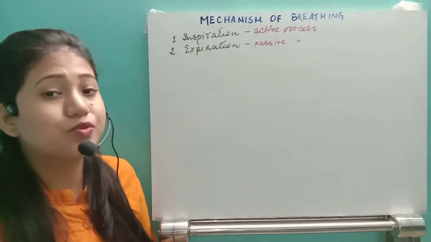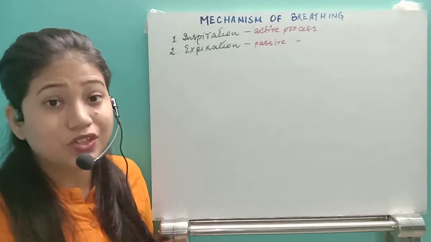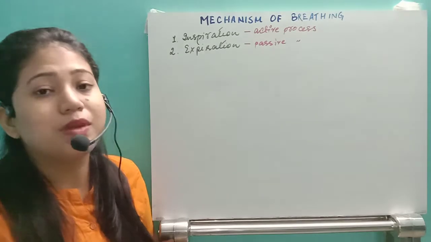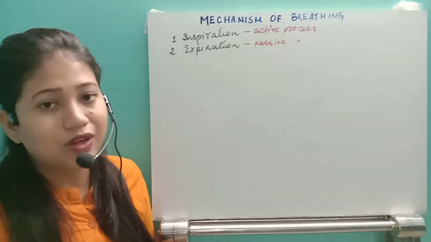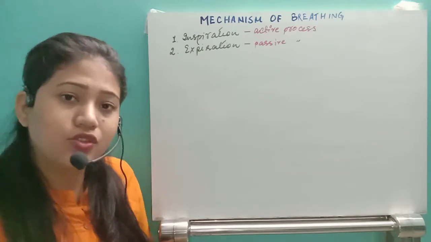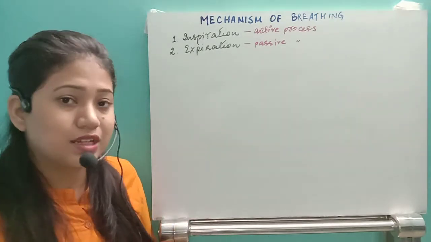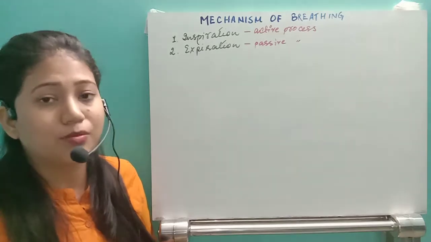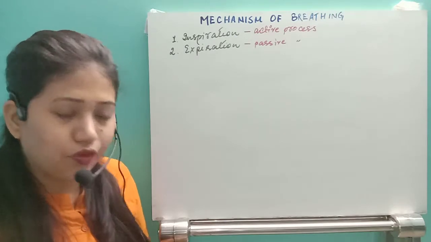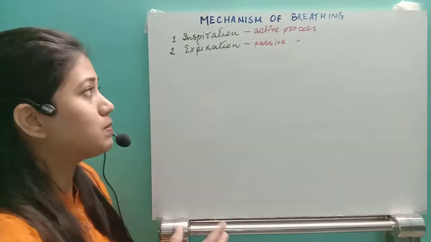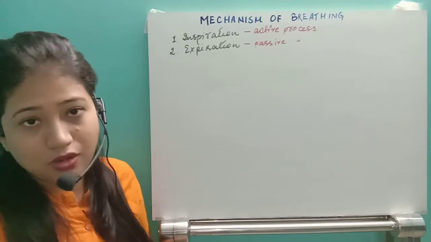But whenever it comes to expiration, it is the withdrawal of any action of the muscles. In expiration, no muscles are active. They relax; they do not work. That's why we have expiration. In the active process, that is inspiration, a number of muscles are involved. So first of all, we need to see how the gases enter inside our lung during inspiration.